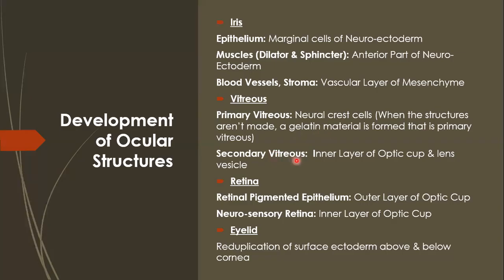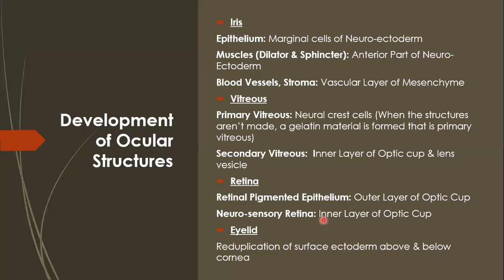Whereas the secondary vitreous is made from the inner layer of the optic cup and the lens vesicle. Retina, I have already told you, has two basic layers: one is the retinal pigmented epithelium, and the other is the neurosensory retina, which has a further 9 layers. The outer layer of the optic cup makes the retinal pigmented epithelium, and the inner layer of the optic cup makes the neurosensory retina.